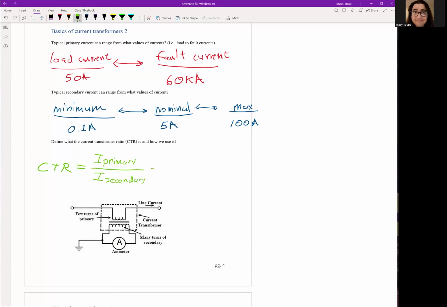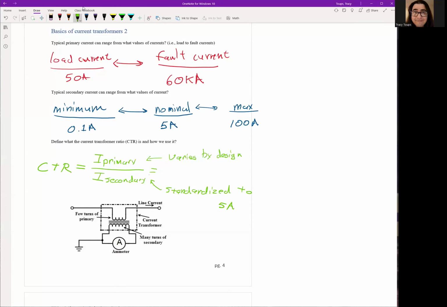Very simple. Okay. And I would say this one, the primary current varies by design. Right, so it's whatever a power system was designed for. It could be 50 amps, 100 amps, 2000 amps. That primary current is based on the circuit itself, but the secondary current is typically standardized to 5 amps.